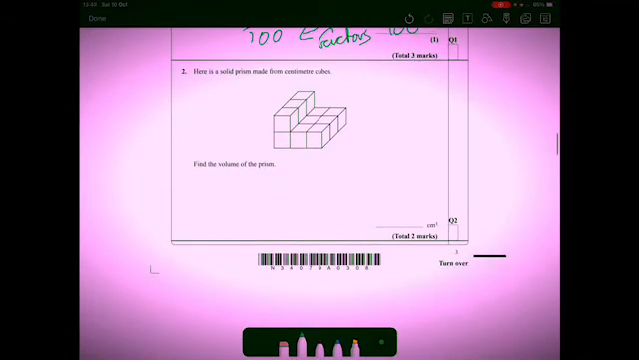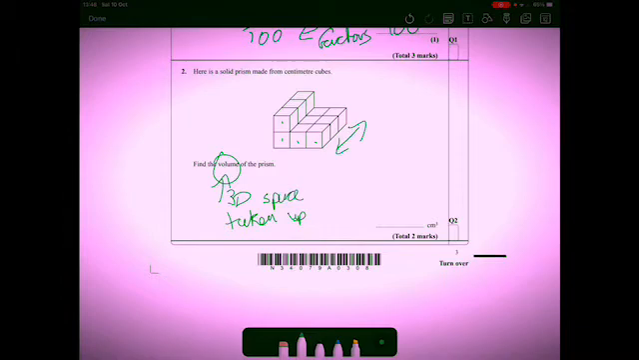Question 2. Here is a solid prism made from centimeter cubes. Find the volume of the prism. Volume is the 3D space taken up. So it's basically asking how many cubes are there. So we can see 1, 2, 3, 4, and it's 3 deep. So it's 1, 2, 3, 4.